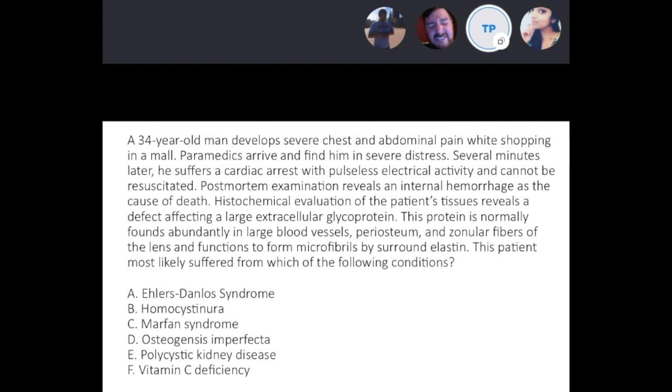Histochemical evaluation of the patient's tissues reveals a defect affecting a large extracellular glycoprotein. This protein is normally found abundantly in large blood vessels, periosteum, and zonular fibers of the lens, and functions to form microfibrils by surrounding elastin. This patient most likely suffered from which of the following conditions? A, Ehlers-Danlos syndrome. B, homocystinuria. C, Marfan syndrome. D, osteogenesis imperfecta. E, polycystic kidney disease. Or F, vitamin C deficiency.